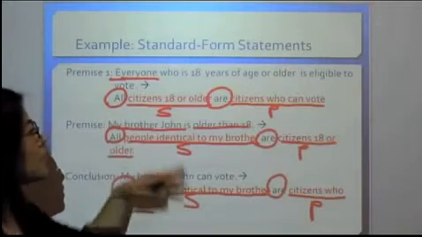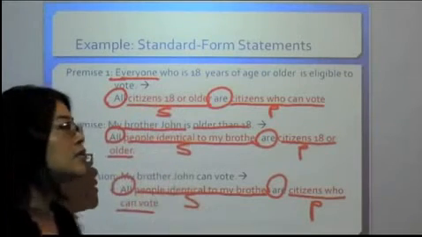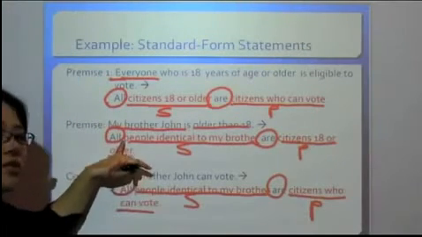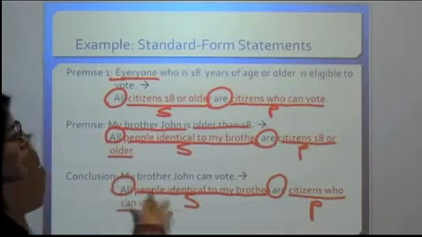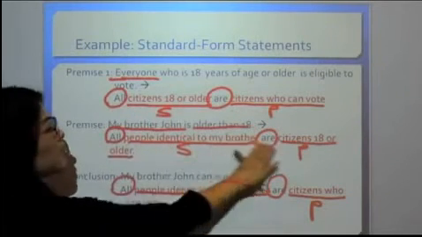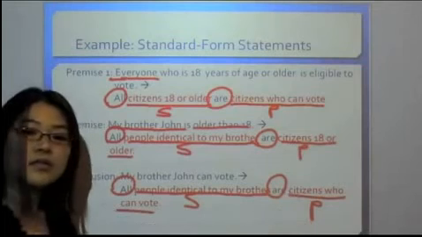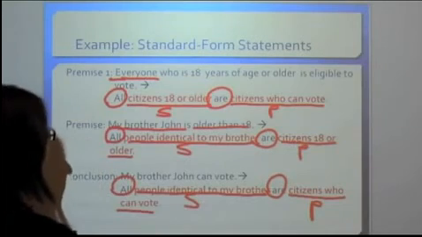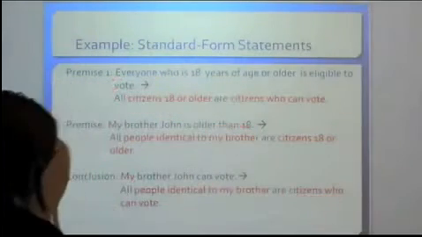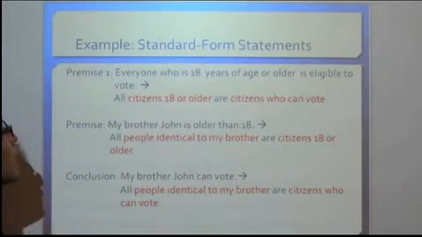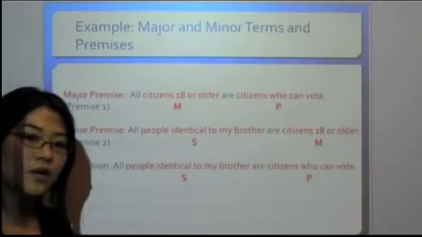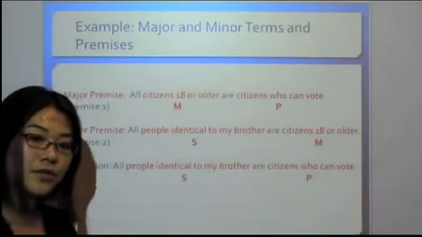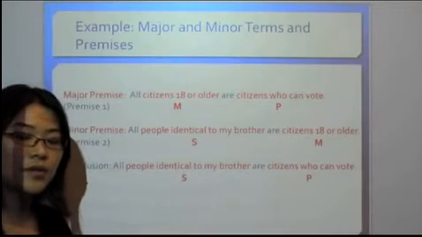So now we've translated these ordinary language statements into standard form categorical statements. This one here is an A-type statement, and so is this one, and so is this one. Notice the structure, all S are P, and all S are P. This is the pattern or structure of a standard form A-type statement, okay? So now that we've translated all the statements into standard form categorical statements, what we can do is identify the major terms and the minor terms, as well as the major premise and the minor premise, and the middle terms.